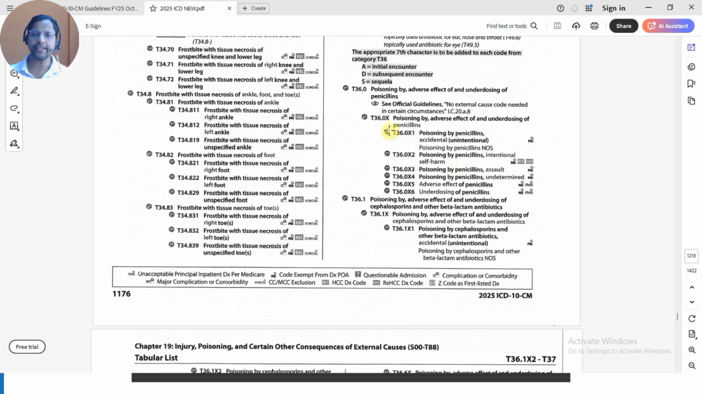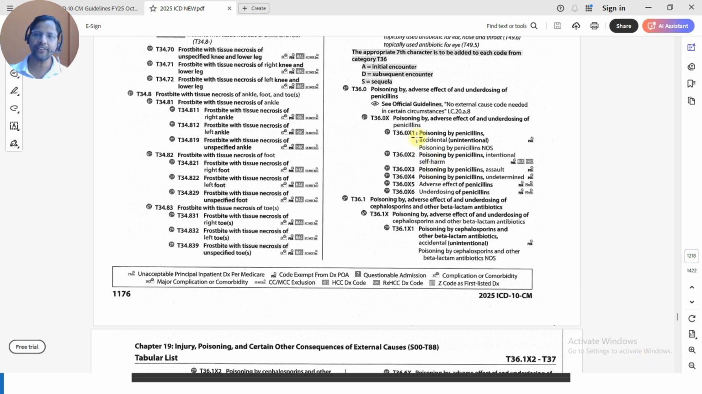And also if we take this code T36.0, for the 5th character, we don't have any opportunity to specify anything. Because of that reason, they have mentioned X here. So X is the placeholder character. In future, instead of X, we may use some specificity related to this penicillin poisoning.